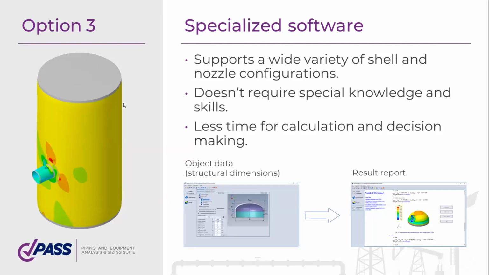And then specialized software. This specialized software is special software which just focuses on solving this specific task. It will solve it with the finite element method, but it will do everything itself. So you don't need any special knowledge or skill. It will save you time. It will provide accurate results, and it will cover a wide variety of shell and nozzle configurations. All you need to do is enter your data, press a button and get your results.